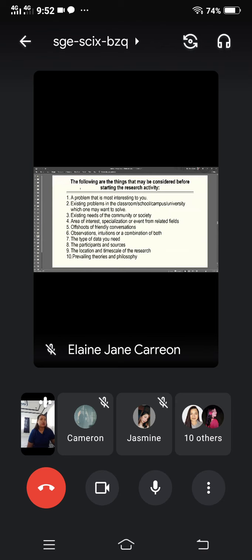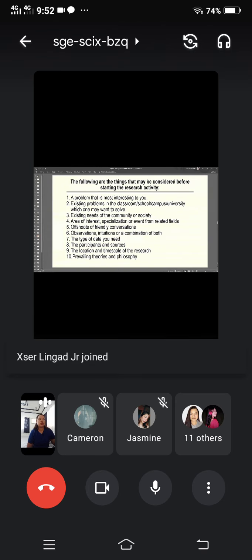Next, in this part, we're going to discuss the things that may be considered before starting a research activity. And I think na-discuss na to dati sa inyo. So, we're just going to read it. Number one is a problem that is most interesting to you. Of course, kung hindi kayo interesado, bakit nyo pag-aaralan, di ba? Now, dapat the more na mas interested kayo dun sa topic na yon, the more na mas maganda yung kalalabasan ng research nyo. Next, existing problem in classrooms, school, campus, university, which you may want to solve.